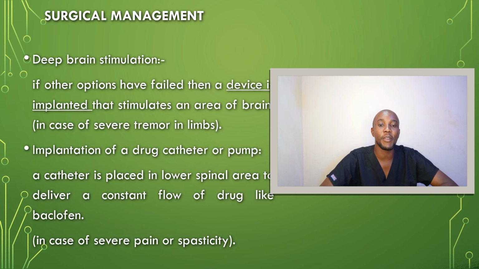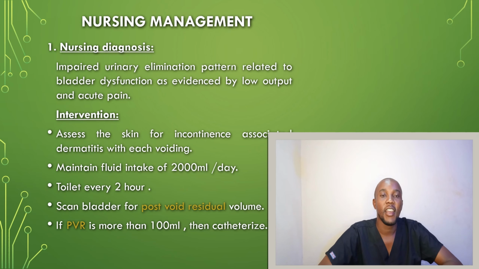Remember, that one can only be done surgically. These catheters can only be implanted in a patient surgically. And we use baclofen in cases of severe spasticity. Nursing management. Here we come up with nursing diagnoses that our patient can have.